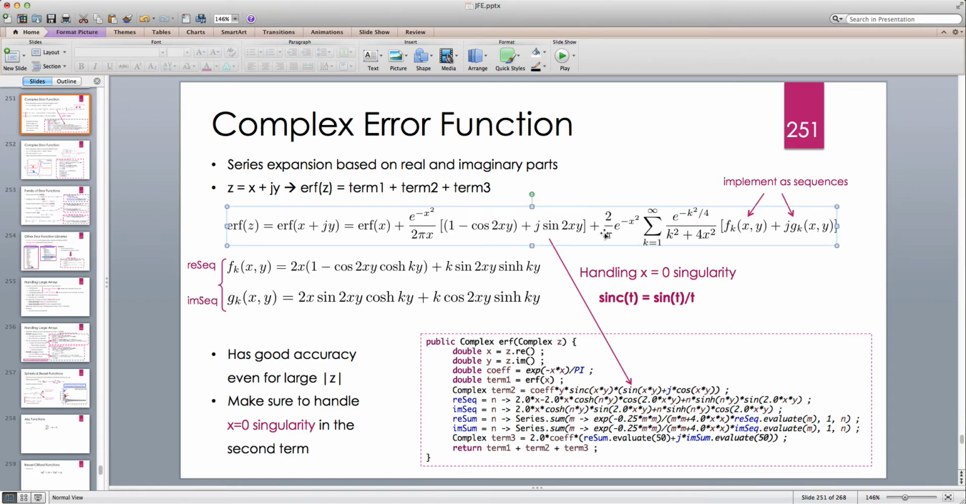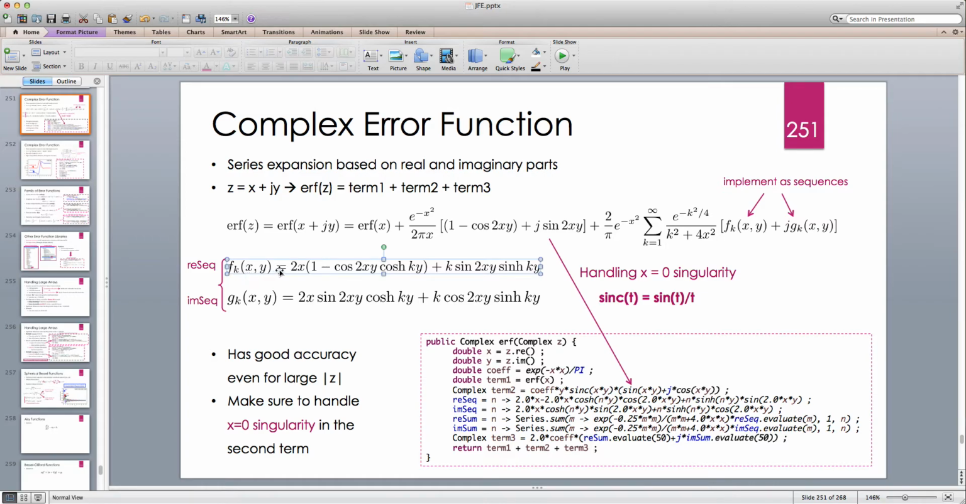Term 3 is 2 over pi e to the minus x squared. It has this lead term, and then the sum from 1 to infinity of e to the minus k squared over 4, over k squared plus 4x squared. And remember, x is the real part and y is the imaginary part. This is times 2 sequences, f of k, which is 1 sequence, plus j g sub k. So these are 2 sequences based on k, the index of summation.